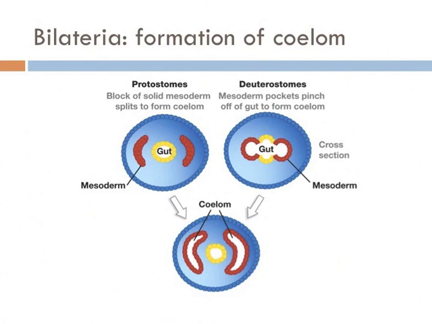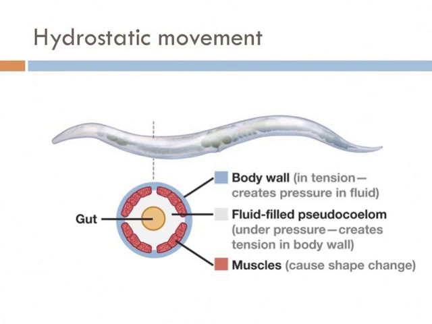Worms move by hydrostatic motion. This is due to the design of their body cavity. This is a cross-section of a worm. The outer portion of the worm is called its body wall, and in the middle is its gut. Muscles attach to the body wall, and between the muscles and the gut is the coelom. This fills with liquid and allows hydrostatic movement. Let's see how they move.